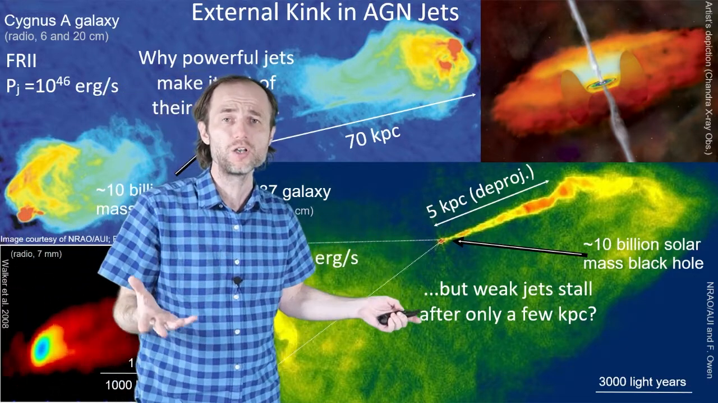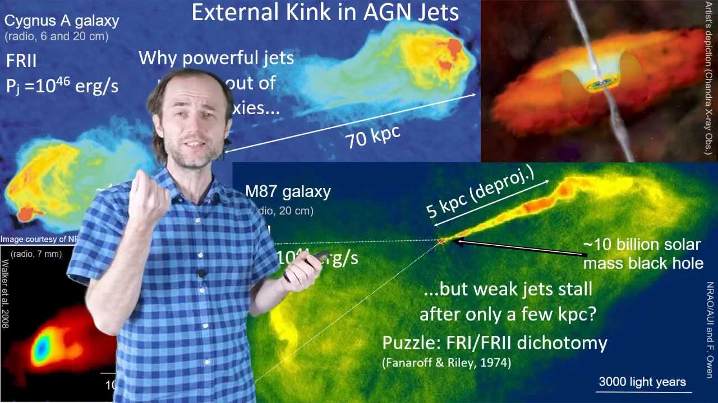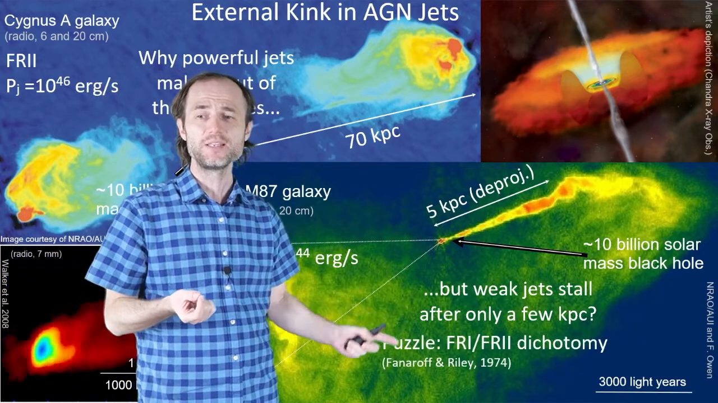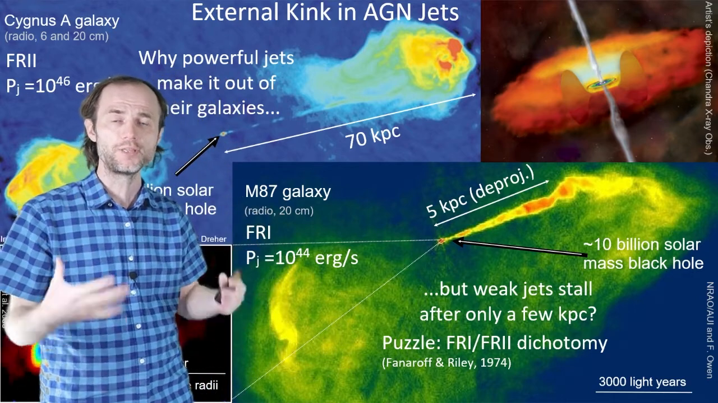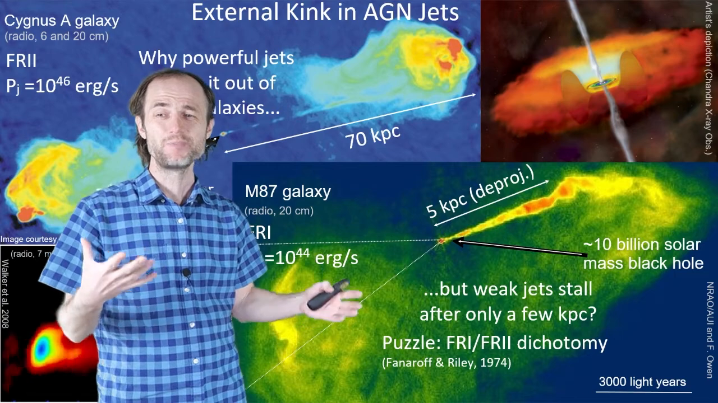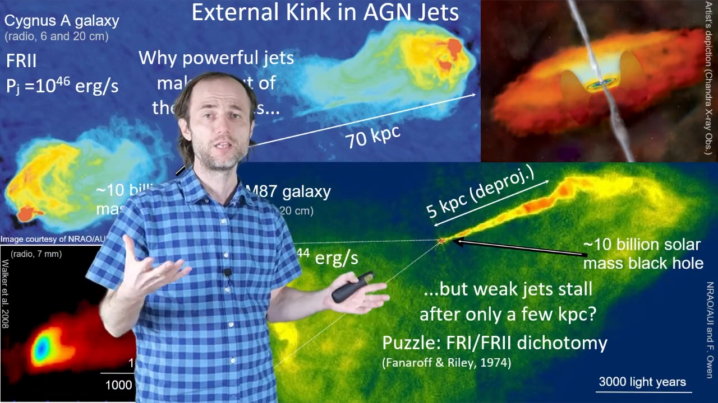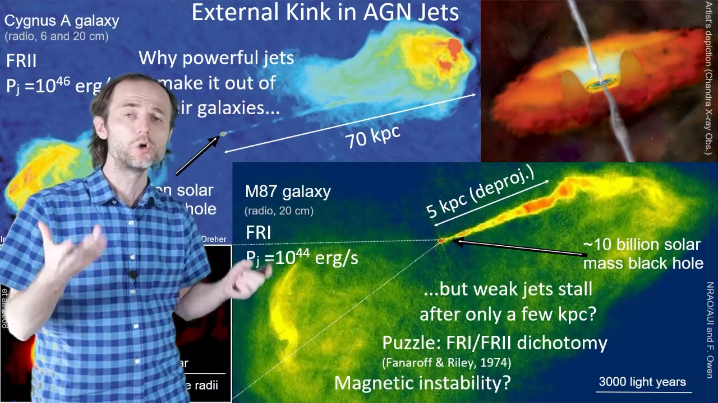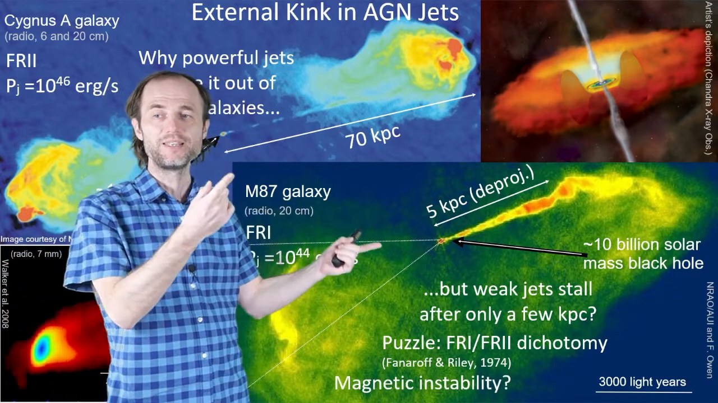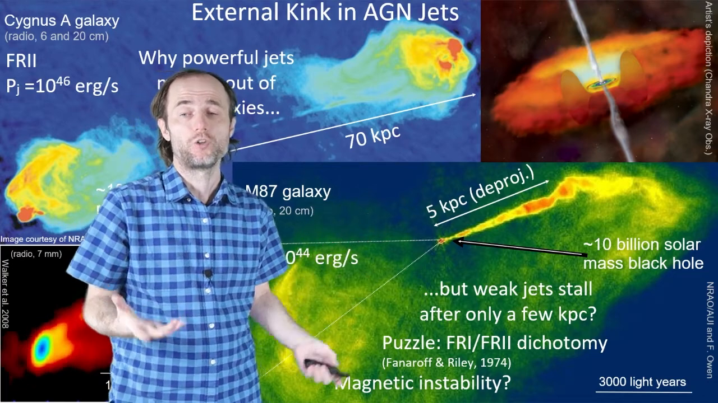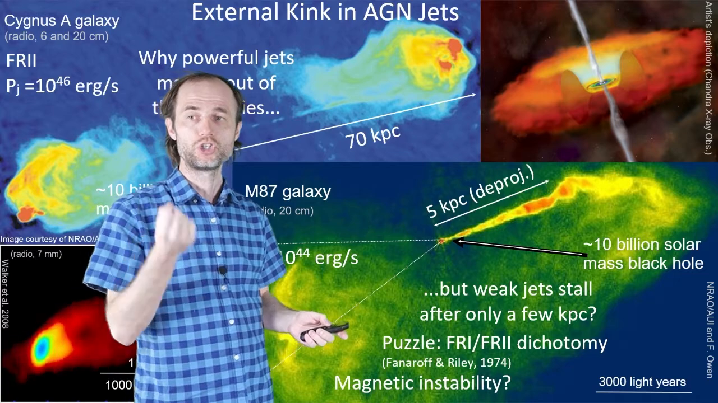So what causes the jets to fall apart? What is the physics that is underlying this puzzle of the Fanaroff-Riley dichotomy of jets, which has been mesmerizing the community for the past 46 years? Could this be a magnetic instability of these magnetic springs, which are the jets? And this is precisely what we set out to check.